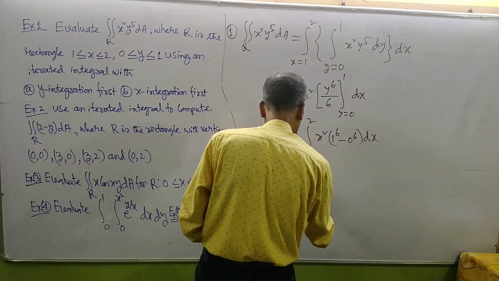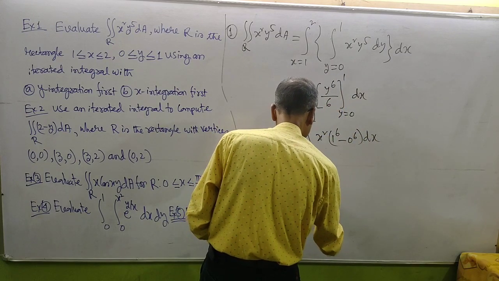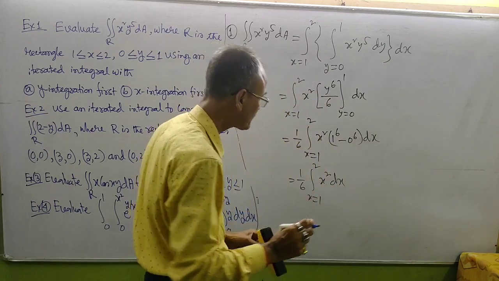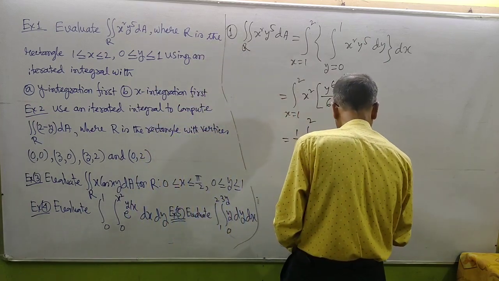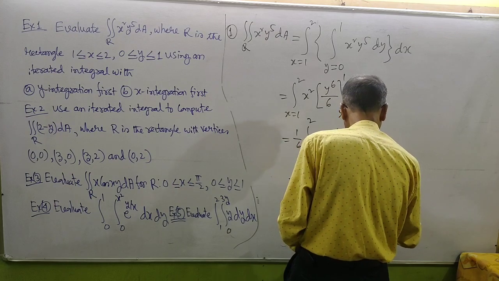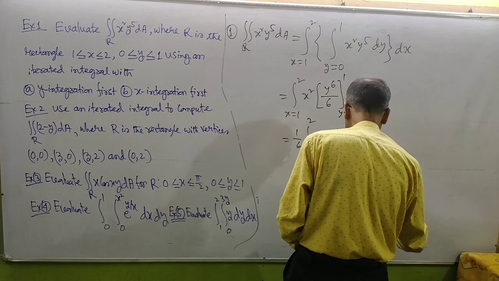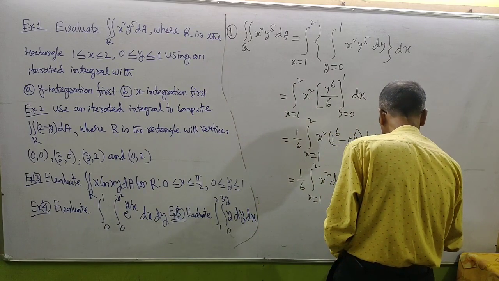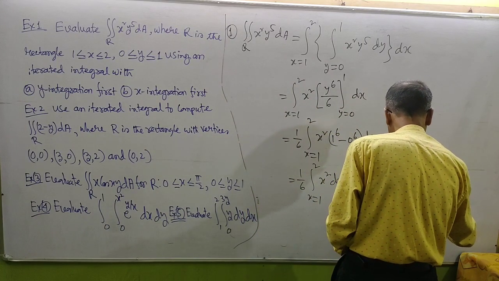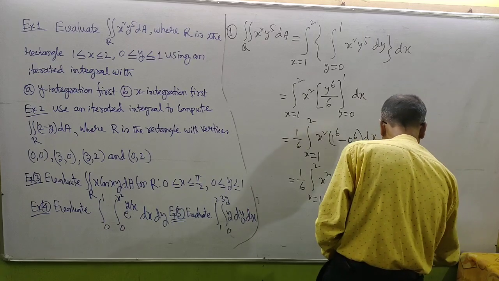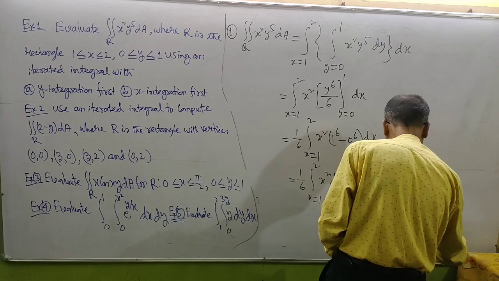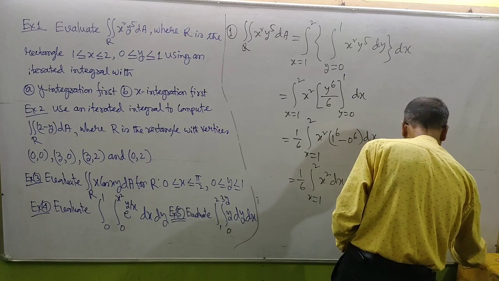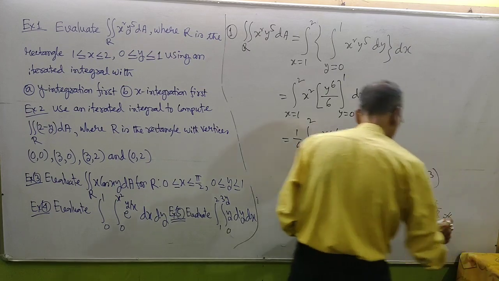This is equal to 1 by 6 integral x equal to 1 to 2 of x square dx. This is equal to 1 by 6 times x cubed by 3. This is equal to 1 by 6 into 3 times 2 cube minus 1 cube. This is equal to 1 by 18 times 8 minus 1, equal to 7 by 18. Answer is 7 by 18.